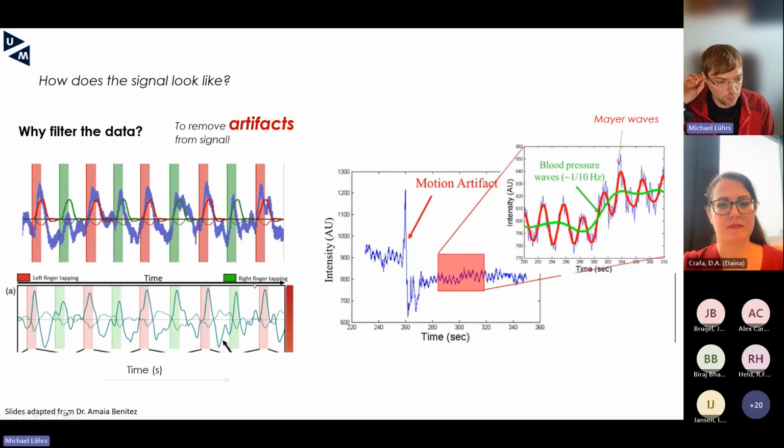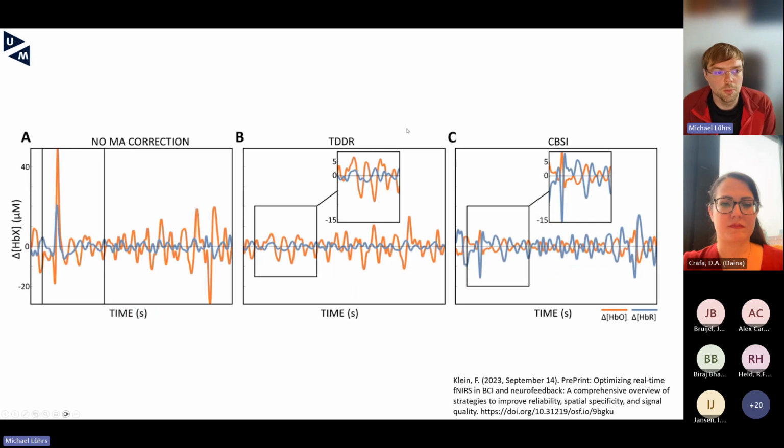These slides, and also some of the following slides, are provided by Dr. Amaya Benitez. She prepared a few of them as part of the lecture series in Maastricht. So I just wanted to present you some images of the motion artifacts: how it looks in specific time windows if I have a motion artifact, and if I have corrected it with different methods.